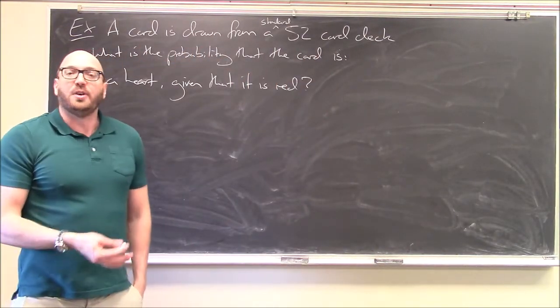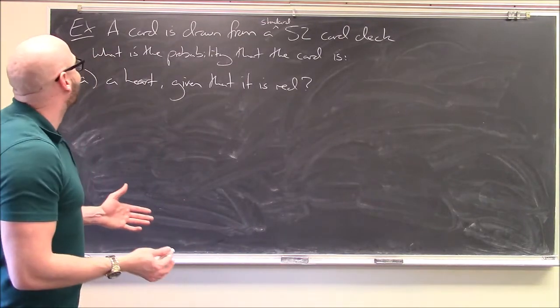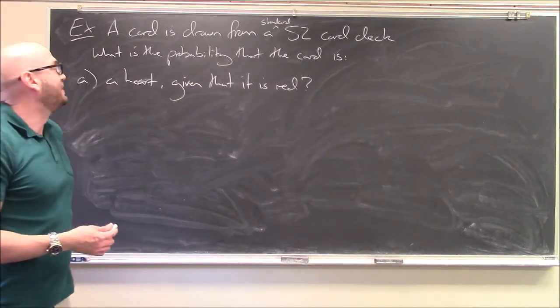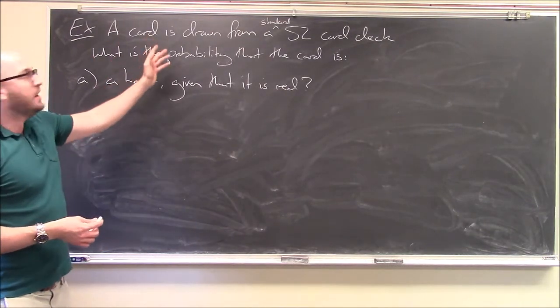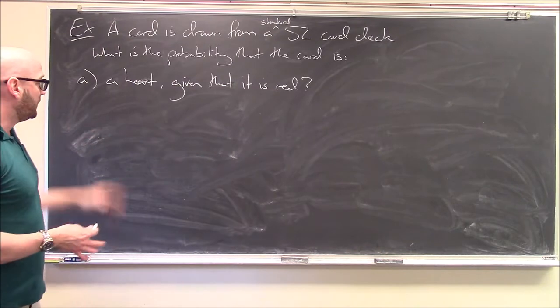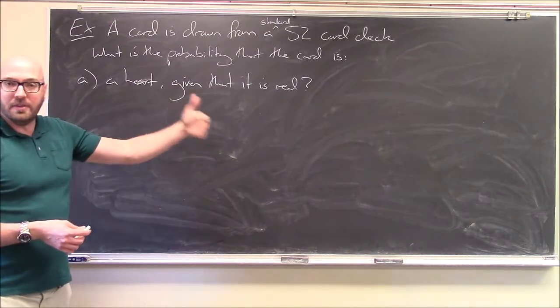So now we'll come back to our other favorite experiment, drawing cards from a standard 52 card deck. All right, so we draw a card. The question is, what's the probability that the card is, and we'll do a couple examples here. So A, the probability that the card is a heart, given that it is red.